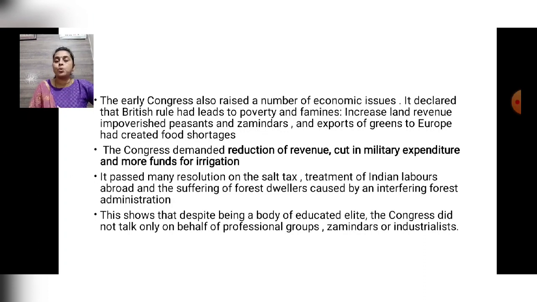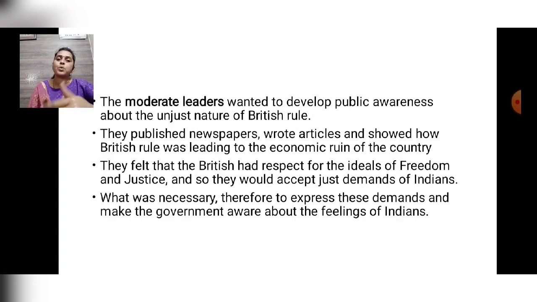Simple. It passed many resolutions on the salt tax, treatment of Indian laborers abroad, and suffering of forest dwellers caused by an interfering forest administration. In the previous chapters, we have seen that because of British interference, many tribals had to leave their forest, and they found employment in the tea plantations of Southeast Asian nations, isn't it? And they wanted to now improve the condition of those workers too. This shows that despite being a body of educated elite, meaning the studied people, the Congress did not talk only on behalf of the professional groups, zamindars or industrialists. सबके बारे में सोच के बताया.